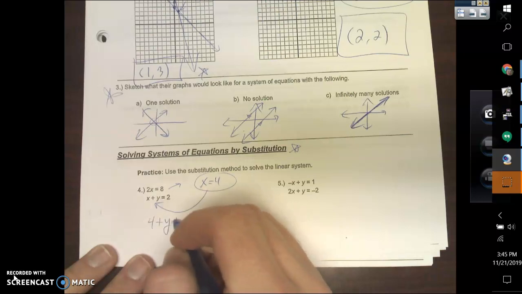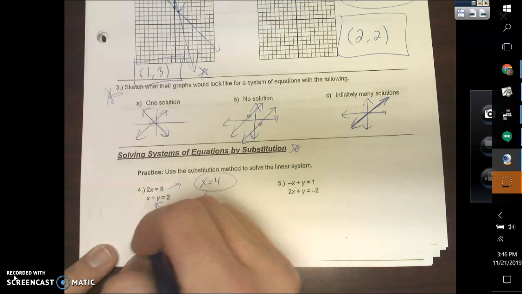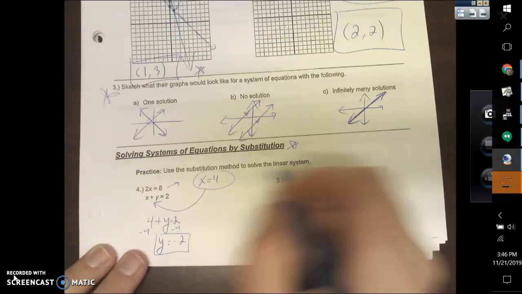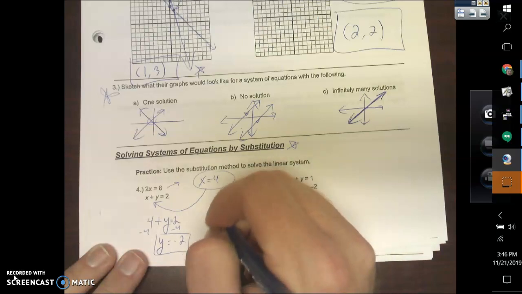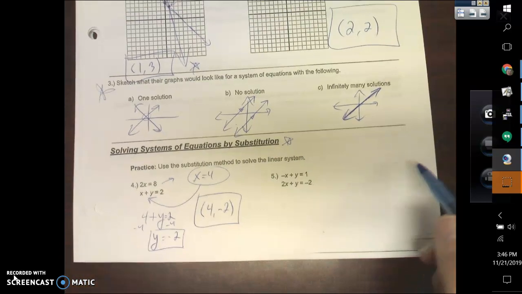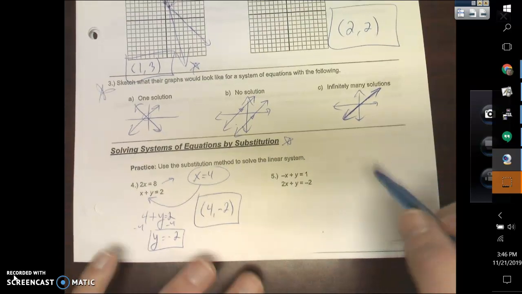So 4 plus y equals 2. Subtract 4, y equals negative 2, boom. You have 4 and negative 2, you want to write it out as a point. Okay, done. And that was a little bit easier. It can get a little bit tougher.